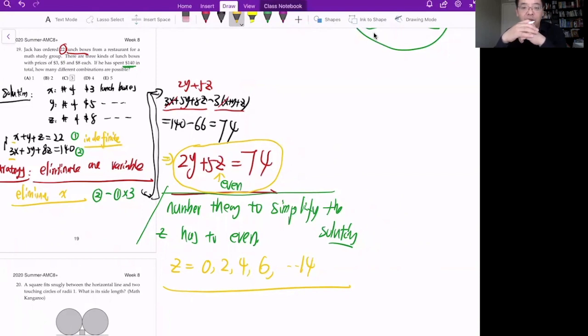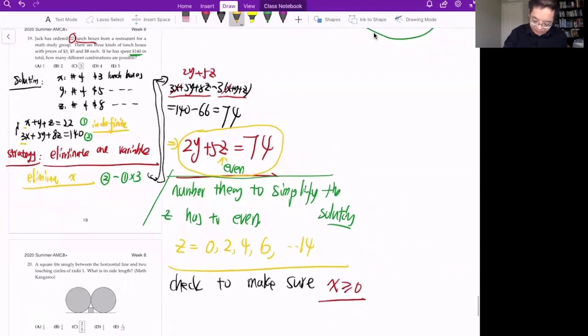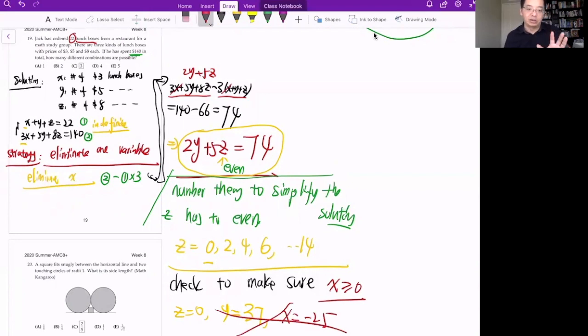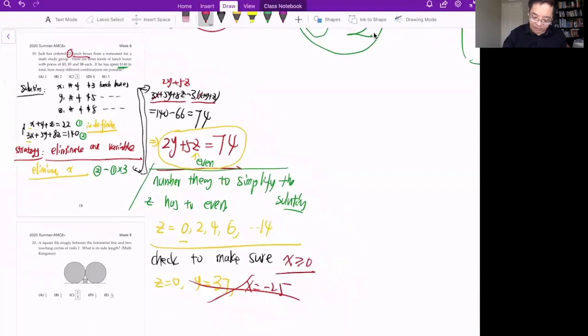Why do we need to check? That's because we don't want to get negative solutions. We basically need x to be non-negative. If you put z equals 0, it doesn't work, because then y is 37, and x is negative 25, which is invalid. So you need to check to make sure x is bigger than or equal to 0. X has to be non-negative.